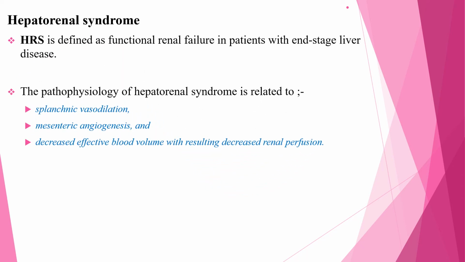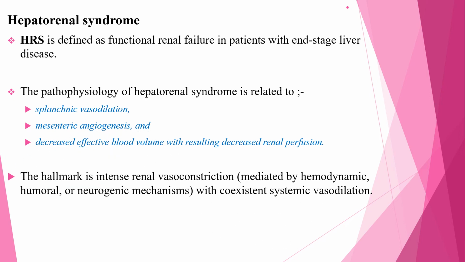The pathophysiology of hepatorenal syndrome is related to splanchnic vasodilation, mesenteric angiogenesis, and decreased effective blood volume with resulting decreased renal perfusion. The hallmark is intense renal vasoconstriction, which is mediated by hemodynamic, humoral, and neurogenic mechanisms with coexisting systemic vasodilation.